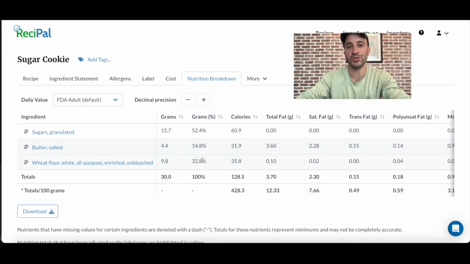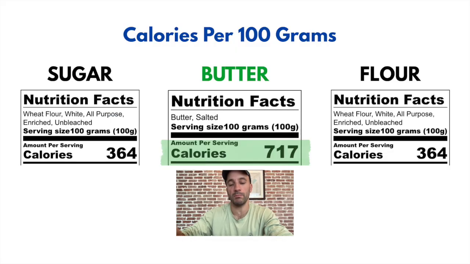When we look at the nutritional profile of each of the ingredients, we see that butter is the most caloric ingredient. So when we increase the amount of sugar in the recipe, we're decreasing the percentage that recipe is made up of butter, thus decreasing the calories.